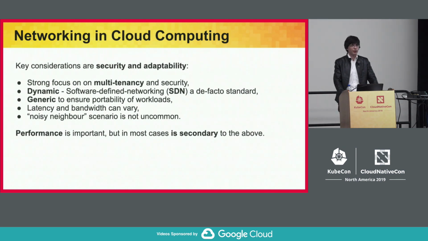So if it's all good and rosy, why hasn't it happened yet? What is slowing down adoption of Kubernetes in high-performance computing? In my opinion, it's networking. The requirements for networking, which we see in cloud computing, are very different than networking requirements of HPC.